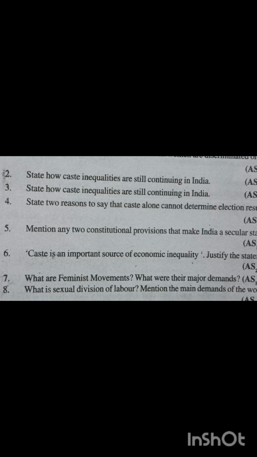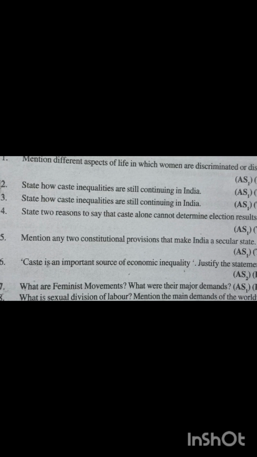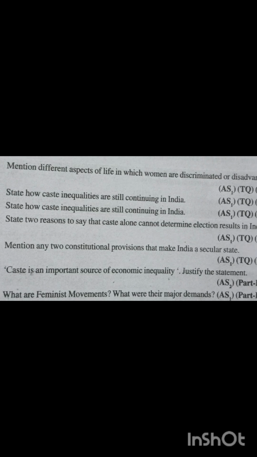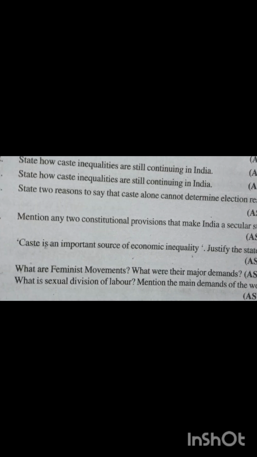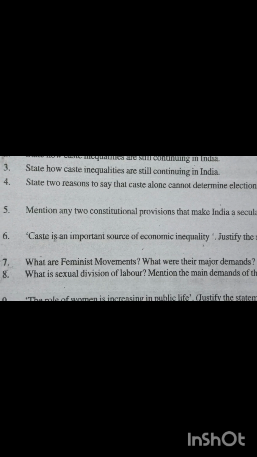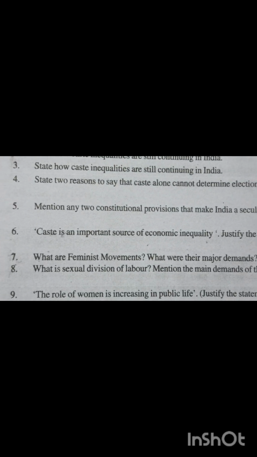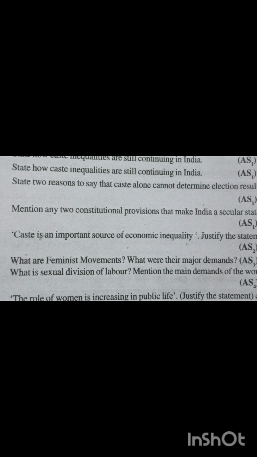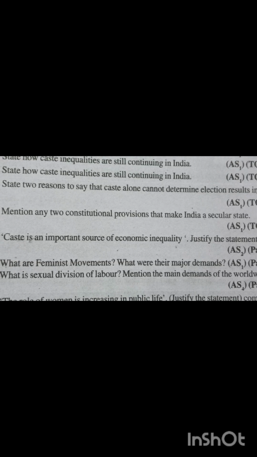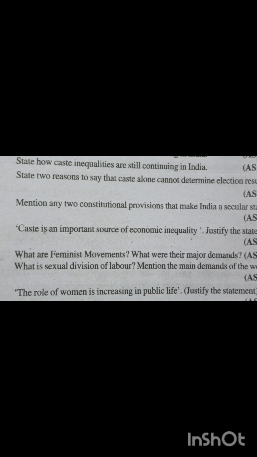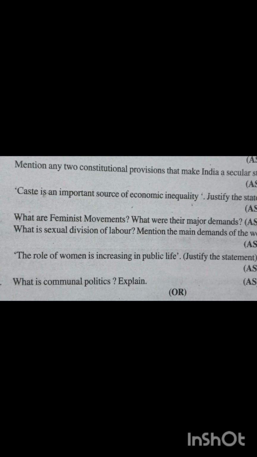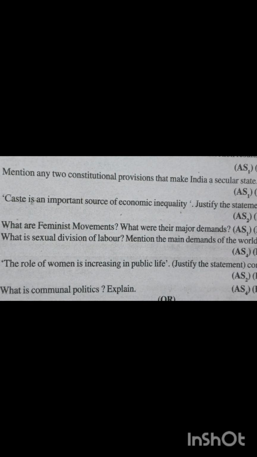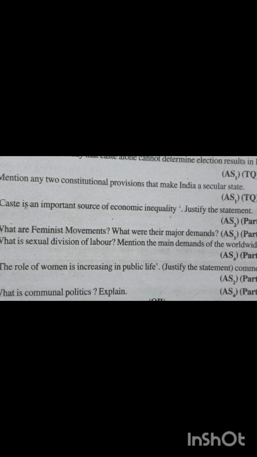Fourth one, state two reasons to say that caste alone cannot determine election results in India. Fifth one, mention any two constitutional provisions that make India a secular state. Sixth one, caste is an important source of economic inequalities. Justify the statement.